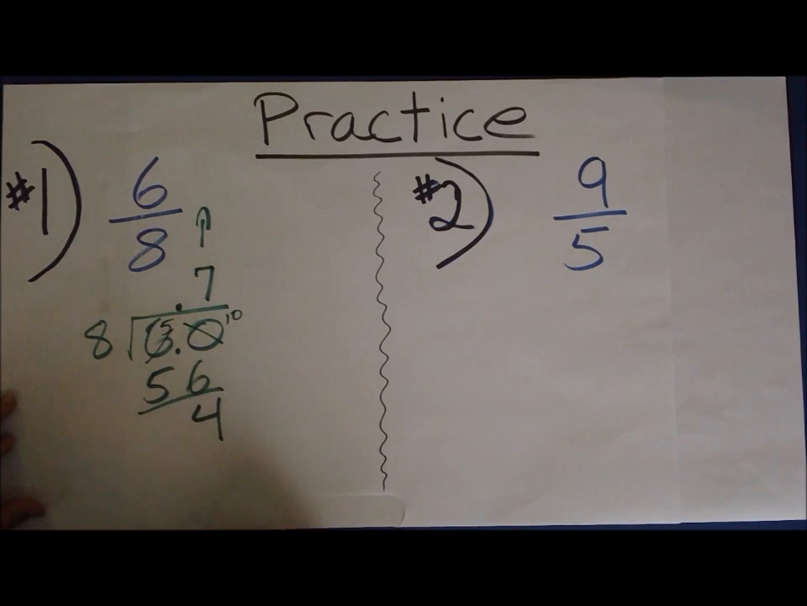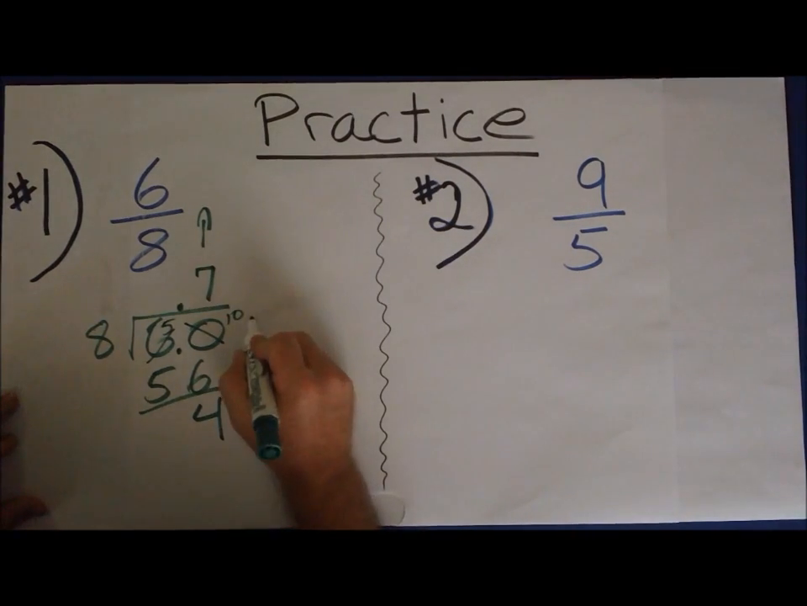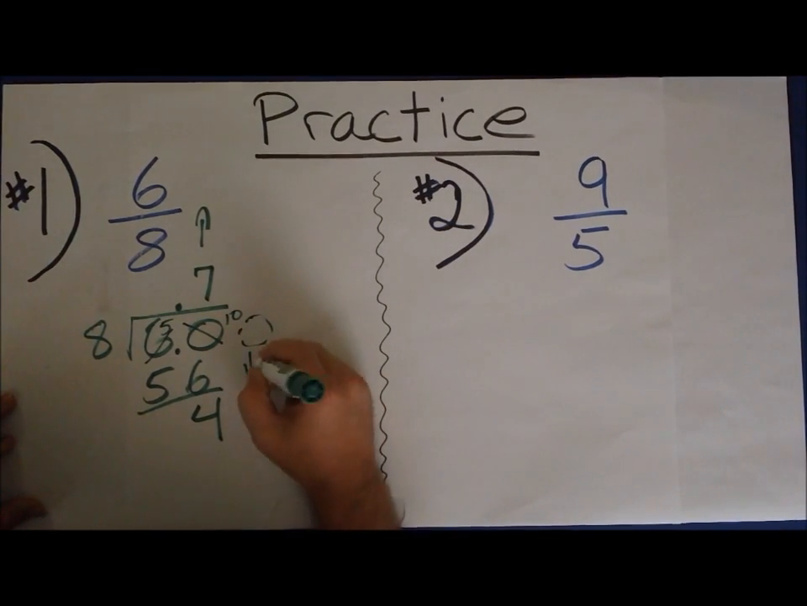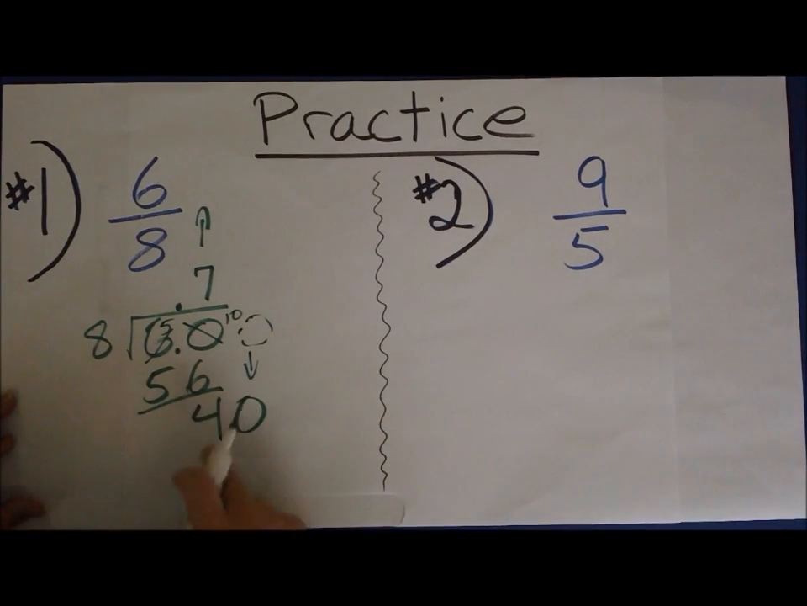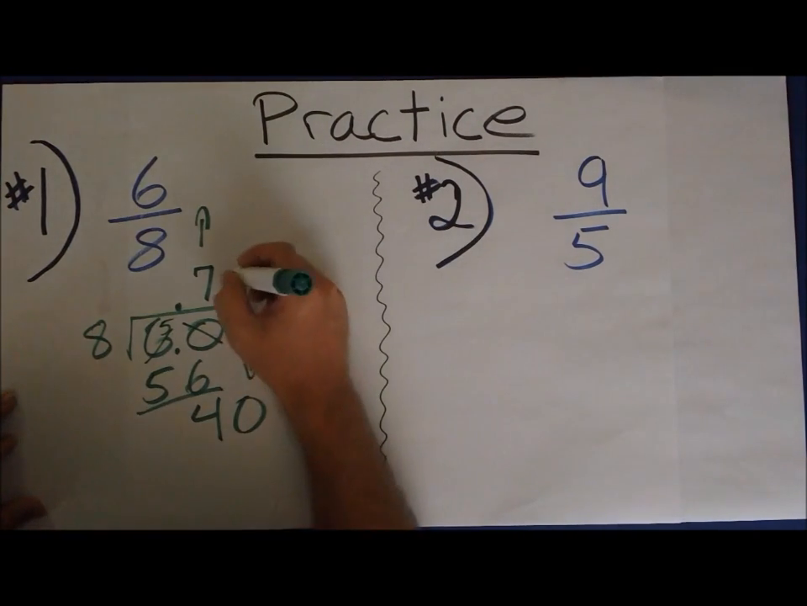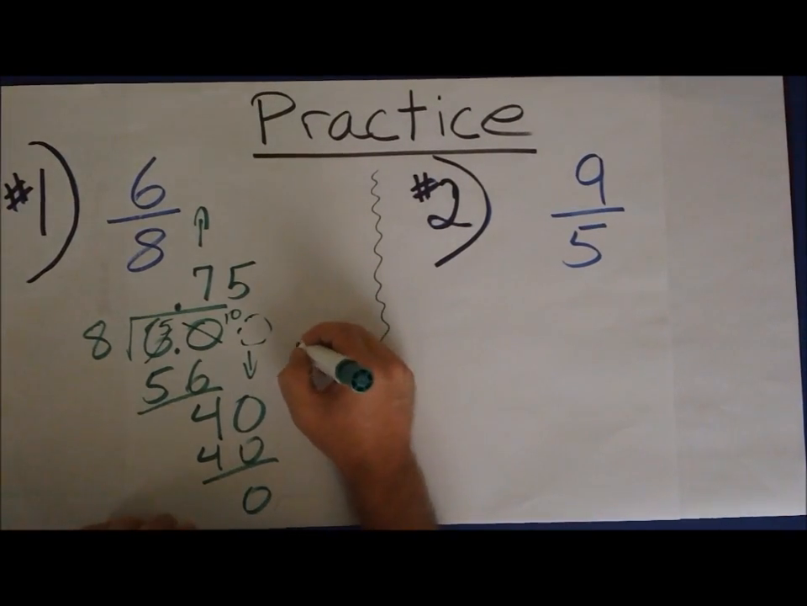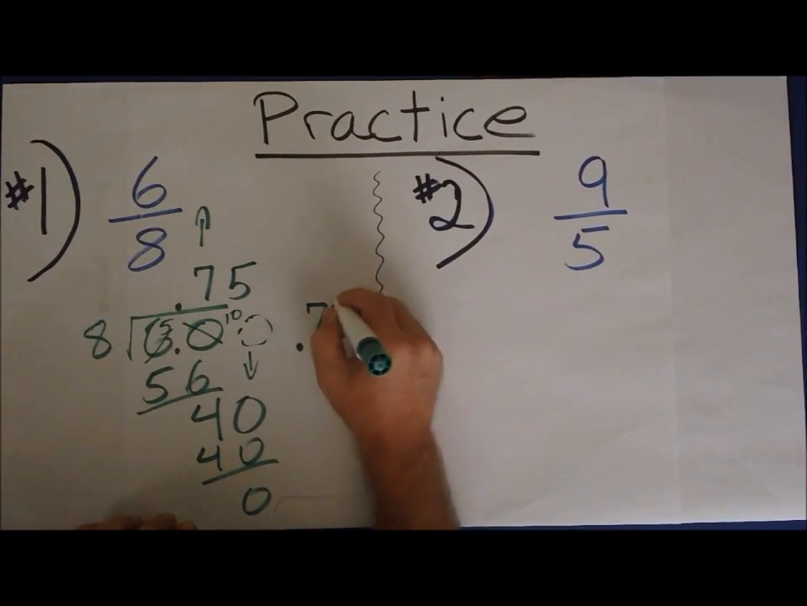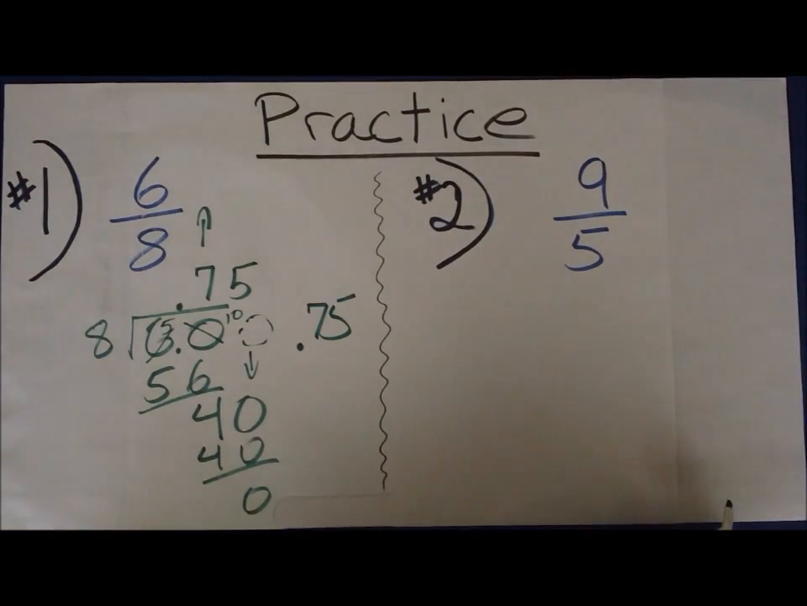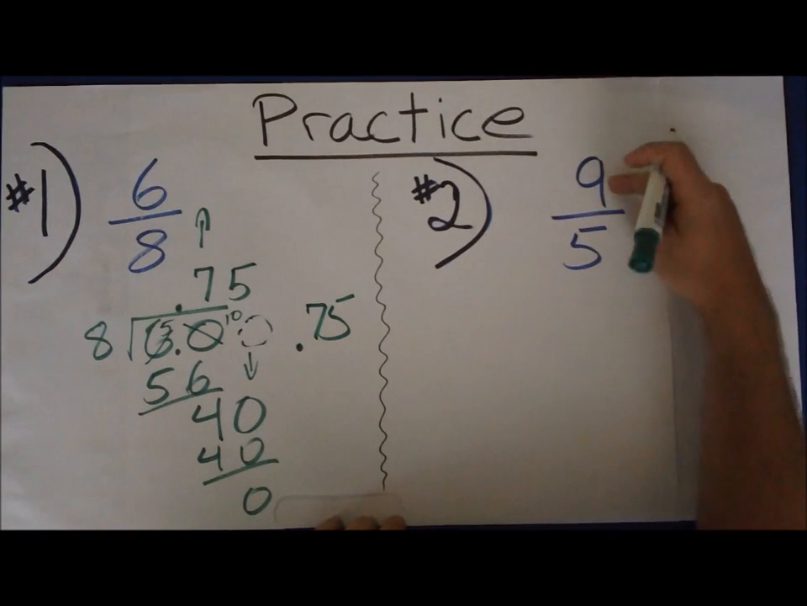5 minus 5 is 0, so we don't put anything there. We do, however, need to add another 0 and bring it down. 8 goes into 40 exactly 5 times. 8 times 5 is 40. So we have our answer of 0.75 or 75/100ths. Over here we have 9/5.